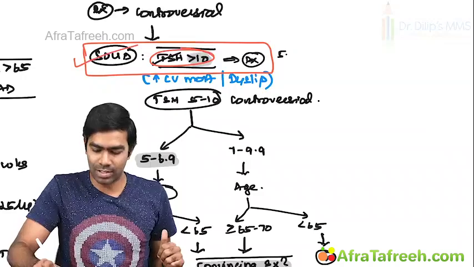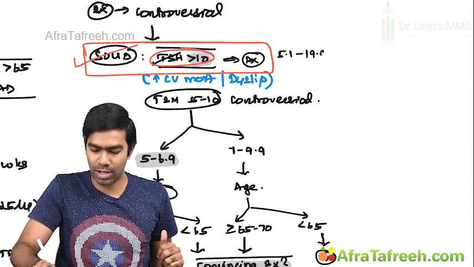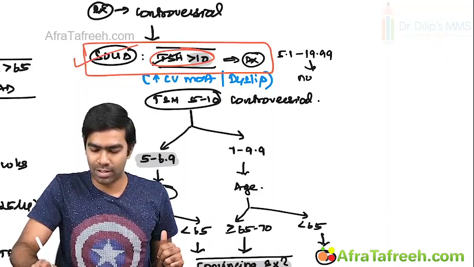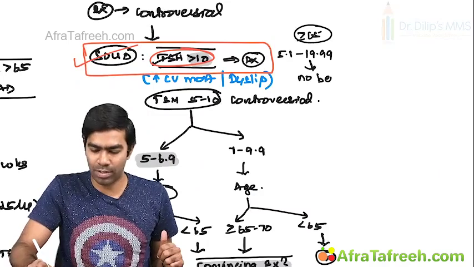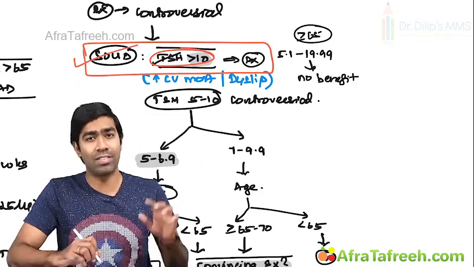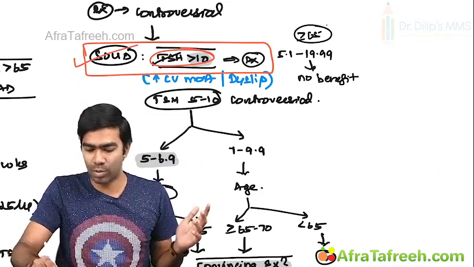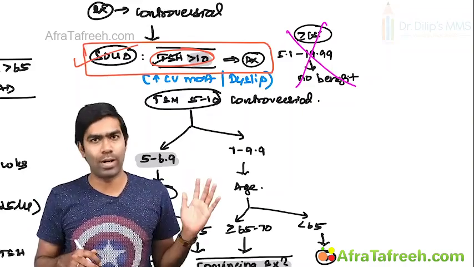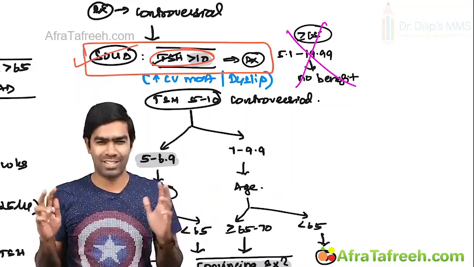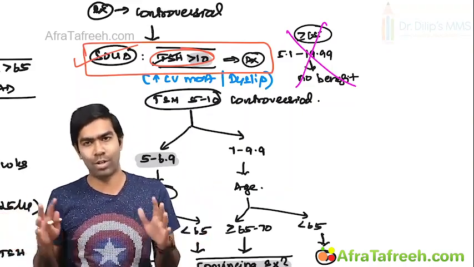If the TSH is 5.1 to 19.99, especially if the patient is old, more than 65 years, there is no benefit from treating with levothyroxine, even if it is more than 10. So they're telling no benefit. So which to follow? Honestly, no idea. Clear? So this is a very, very controversial zone. So no need to go about that.